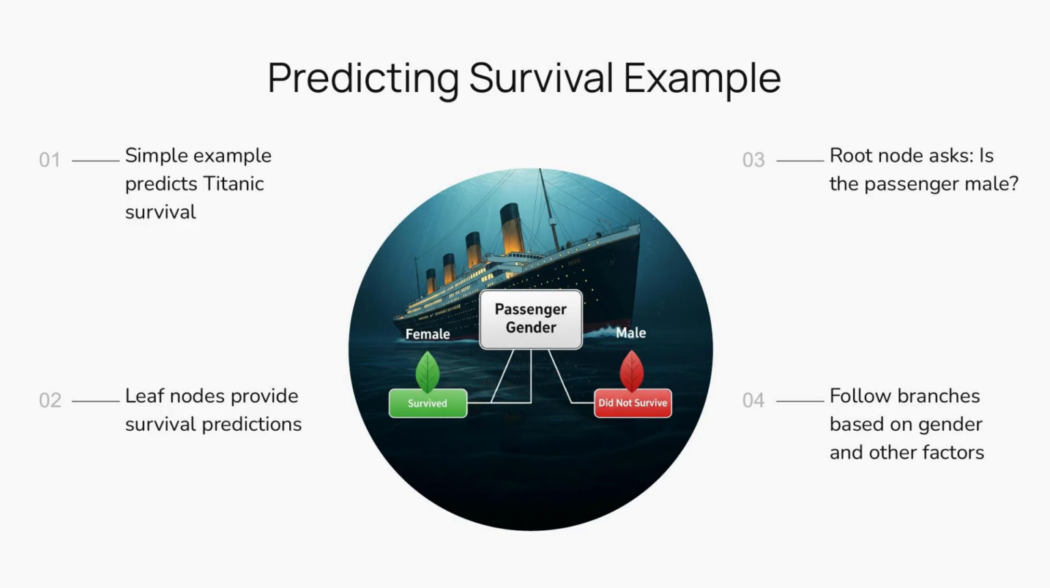Here's a classic simple example. Let's try to predict if a passenger on the Titanic survived. The root node might ask, is the passenger male? If yes, we go down one branch and ask a new question. Was their age over 10? If yes again, the leaf node predicts, did not survive. If we go back, and the answer to male was no, so female, we go down a different branch. Was their ticket third class? If yes, predict did not survive. If no, predict survived. You see? It's just a set of rules.